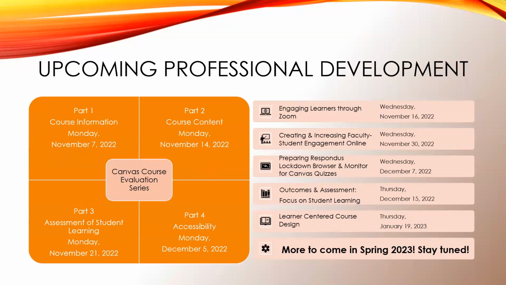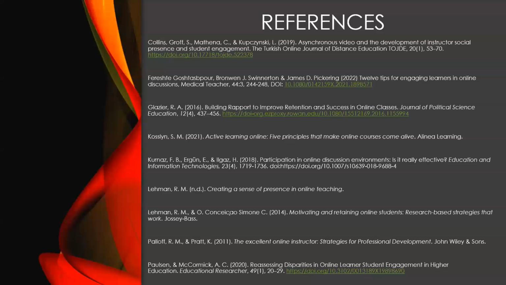In December, we have outcomes and assessments that focus on student learning. And yes, we're already thinking about spring, and in January we have learner-centered course design, and we do have more to come in spring of 2023, and we will be putting those announcements out shortly. And there are the references that I used for my presentation today. Again, this will be available through the Canvas Faculty Hub.